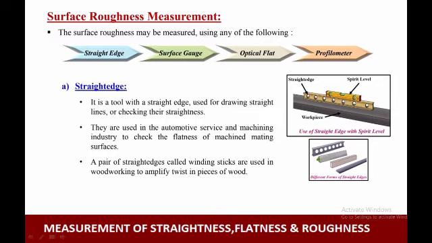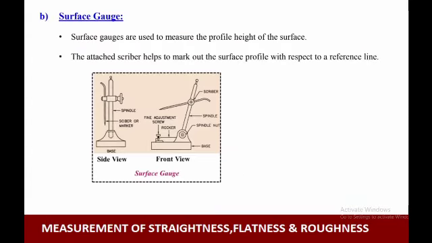It is a tool with a straight edge used for drawing straight lines or checking their straightness. They are used in the automobile sector or services and machining industries to check the flatness of the machine mating surface. A pair of straight edges called winding sticks are used in woodworking to amplify twist in a piece of wood. It is the simplest type of device used to measure the surface roughness, but it is not very accurate. Next instrument is called the surface gauge.